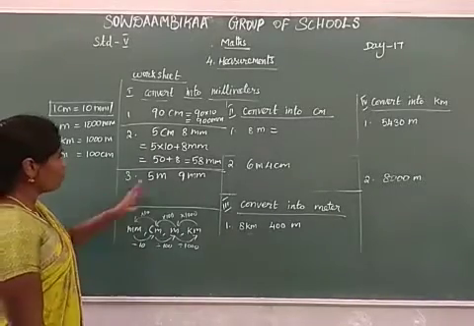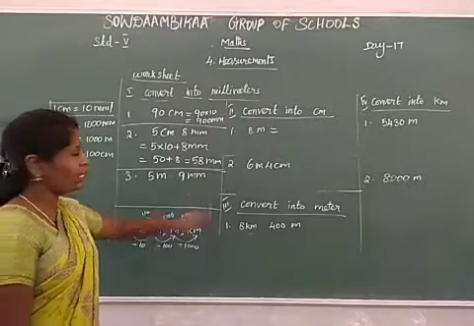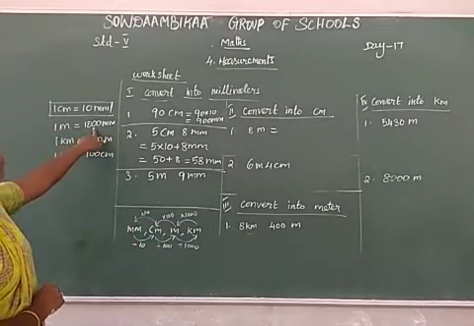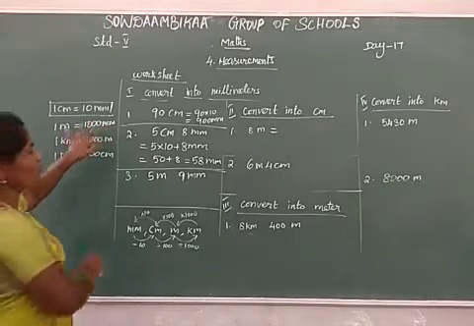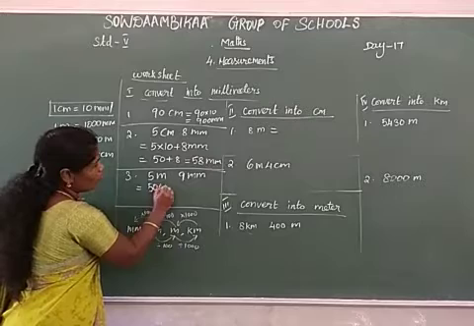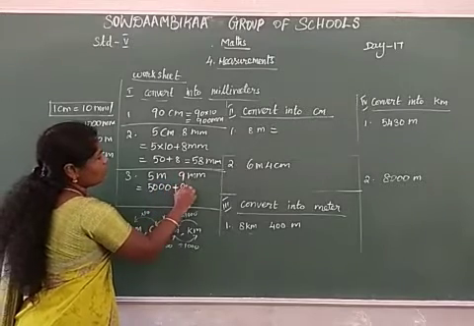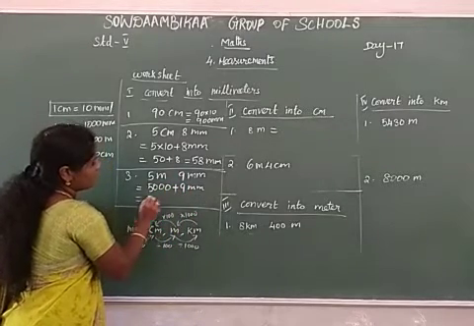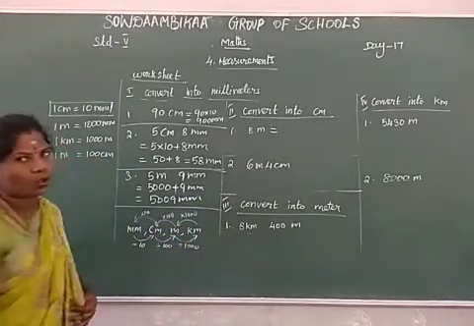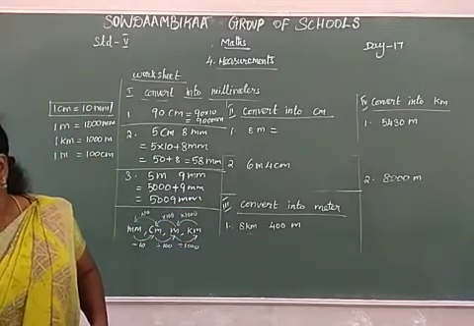Next, 5 meter 9 millimeter. Let's see, 1 meter is equal to how many millimeter? 1000 millimeter. So you multiply 5 into 1000. The answer is 5000, plus 9 millimeter. So the answer is 5009 millimeter.